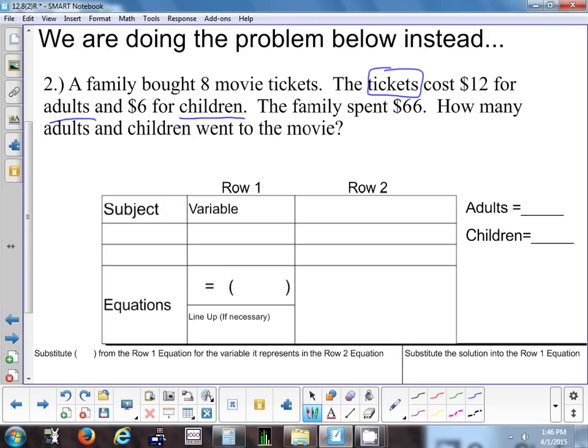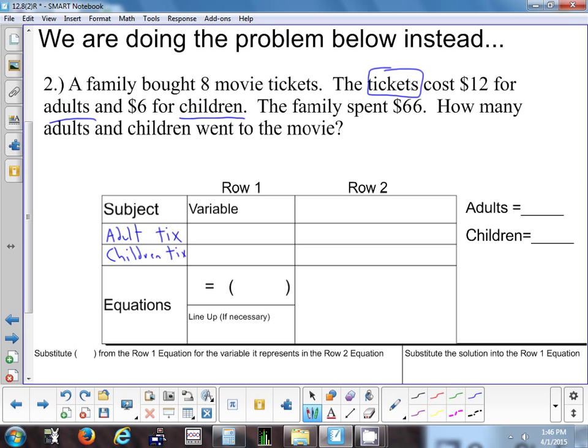So, Tyler, what are our 2 subjects going to be? We'll call it A, adult and what? What are we trying to find? Tickets. So we've got adult tickets. What's the other one, Tyler? Children tickets.